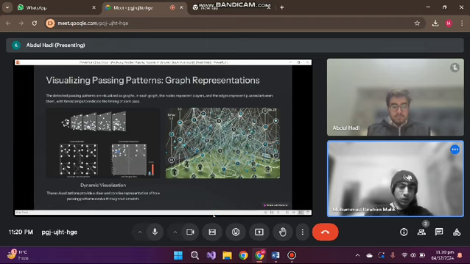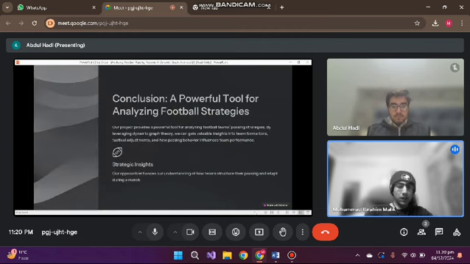And in conclusion, our project provides a comprehensive approach to analyzing a football team's passing strategies through the use of dynamic graph theory.